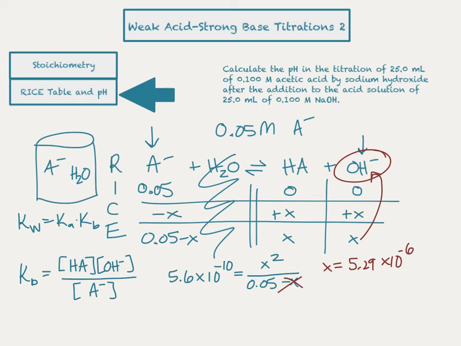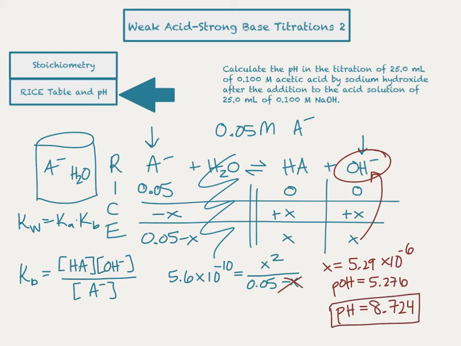Negative log of the answer in my calculator to get our pOH is equal to 5.276. And then very quickly, we can do 14 minus that pOH to get our pH answer, which is 8.724 if you round up.